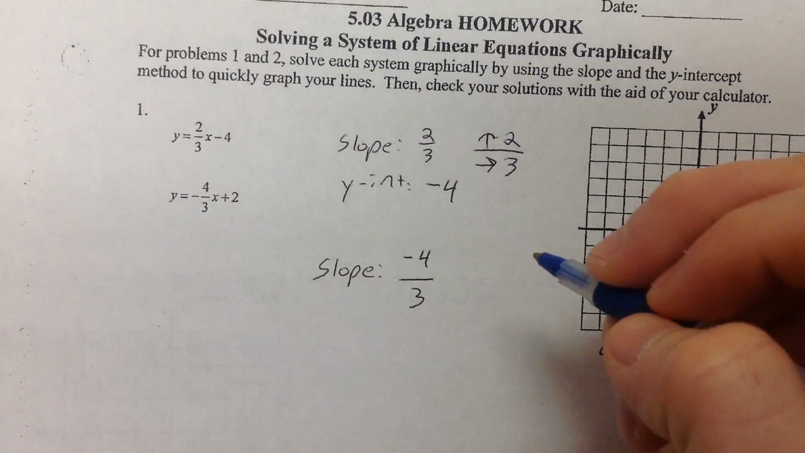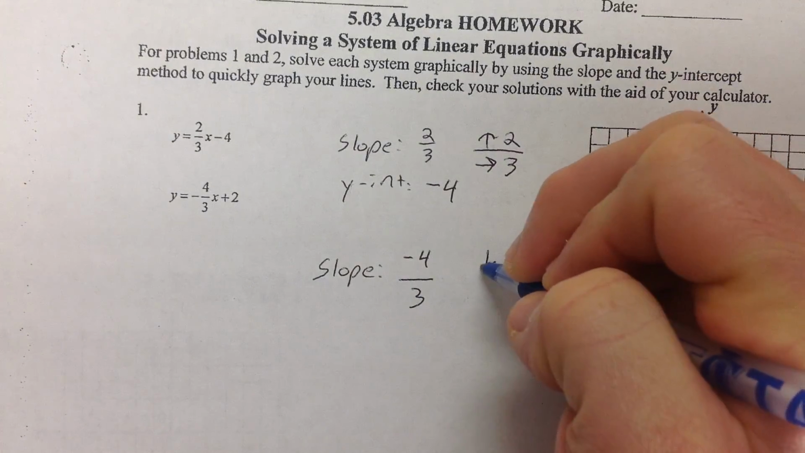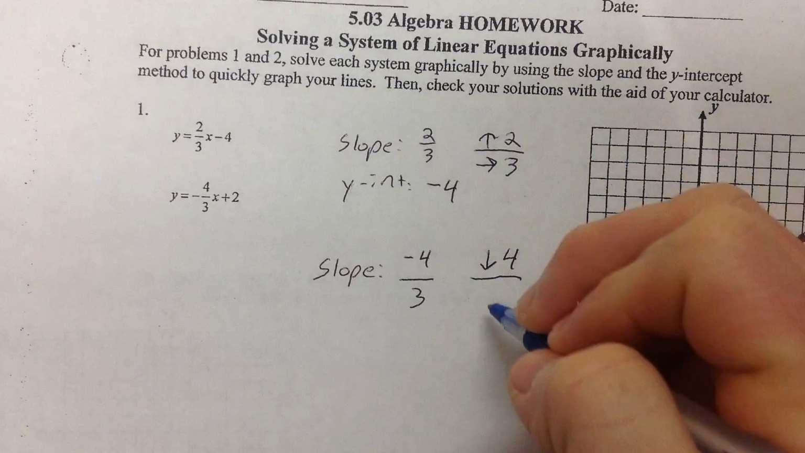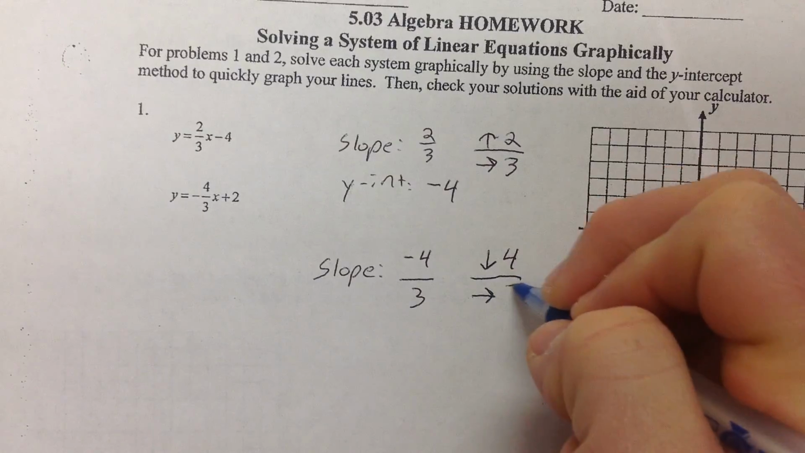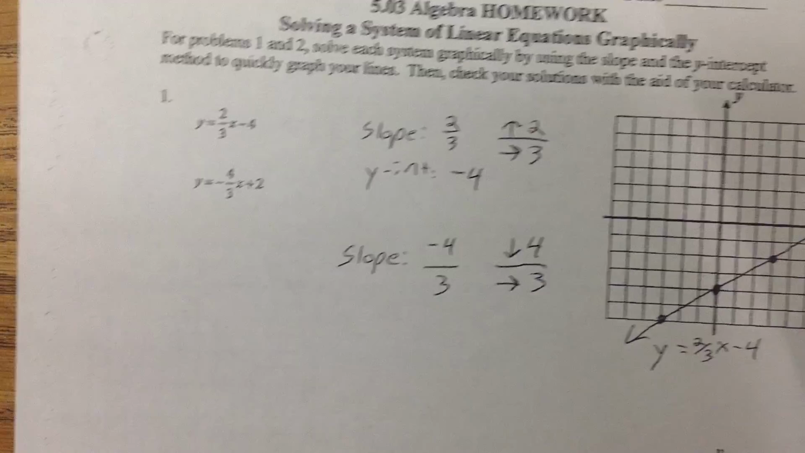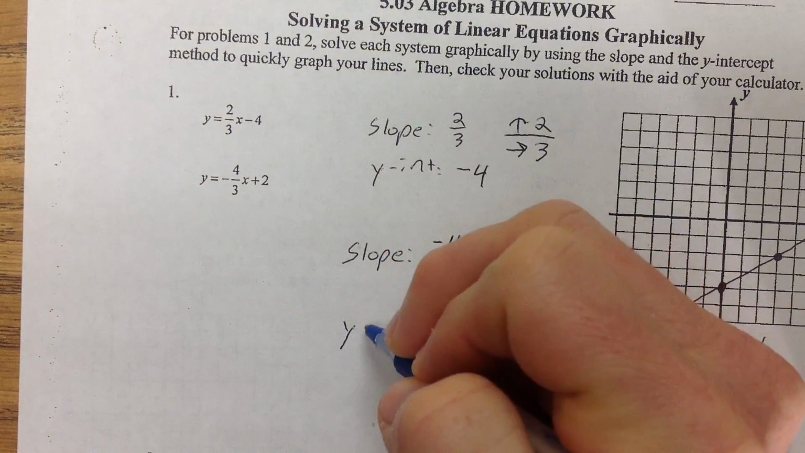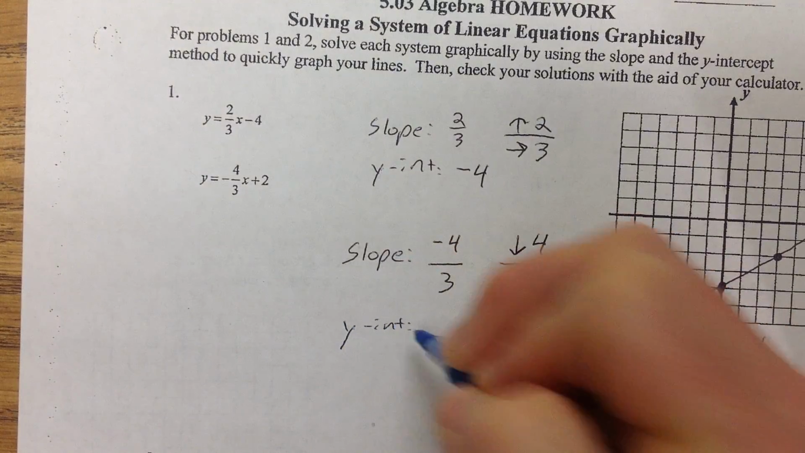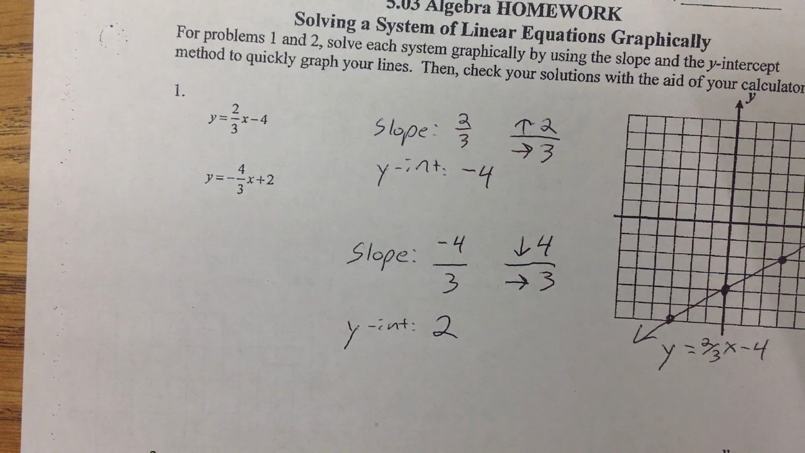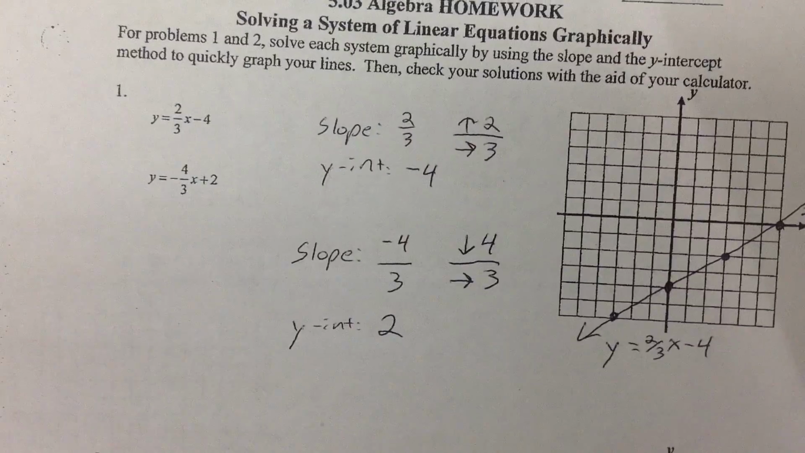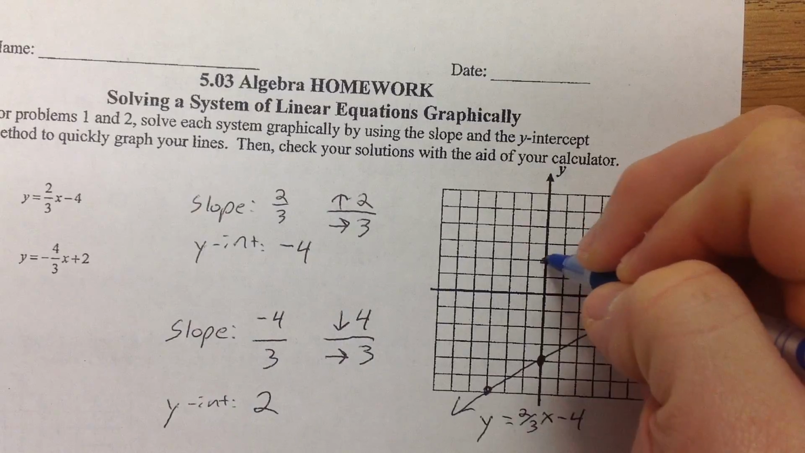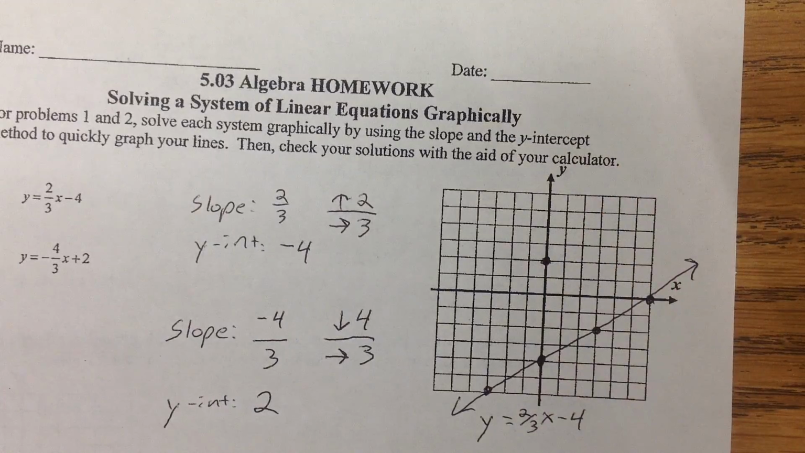So what that means is, because it's a negative 4, I'm going to be going down 4, but because it's a positive 3, I'm still going to be going to the right. So it's going to be down 4 and to the right 3. And then the y-intercept, again, which is the one without the x, is a positive 2. So that means I'm going to be starting up 2 on the y-axis. So if I go over to my graph here, I'm going to go up 1, 2. There's that right there. It's up 2.